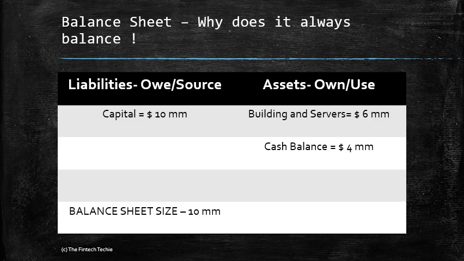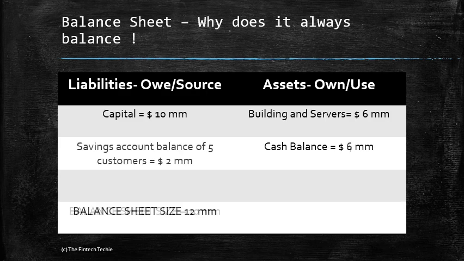As the bank grows, customers bring in funds. So 5 customers have brought in funds to the tune of 2 million. So that's a source of fund for the bank. So the balance sheet size has increased to 12 million. The cash balance has increased now because of this extra 2 million from 4 to 6.